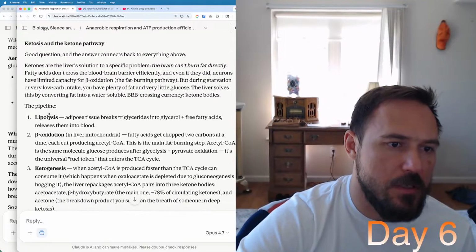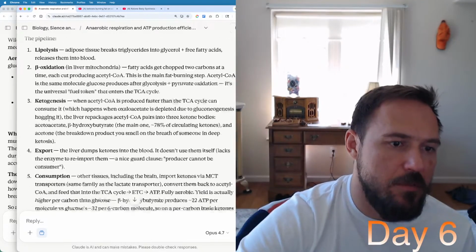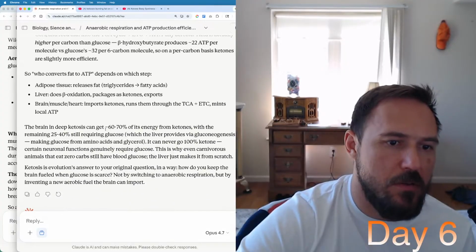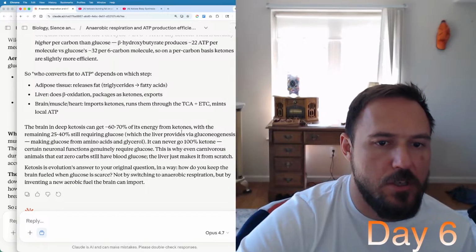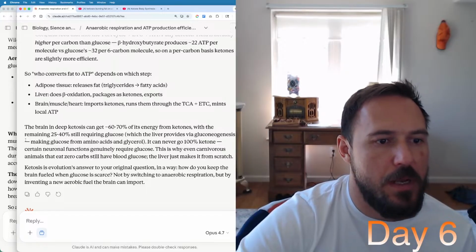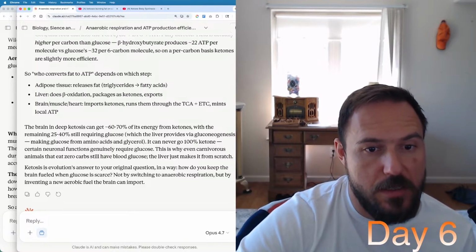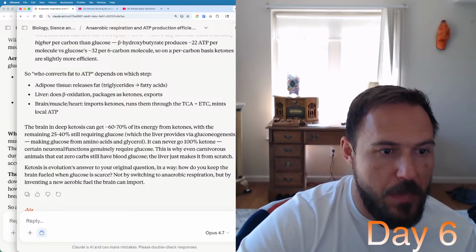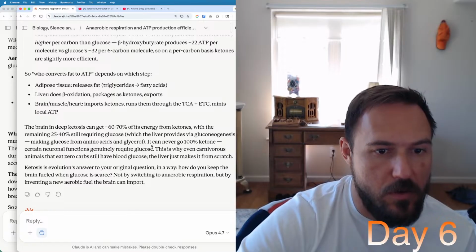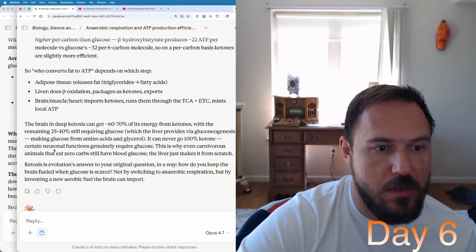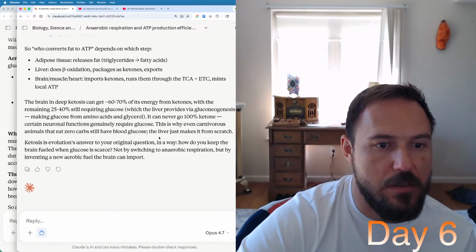Answering the ketosis question, the pipeline, lipids, yeah, we saw this. The brain in ketosis can get 60-70% of its energy from ketones, with the remaining 30% still requiring glucose, which the liver provides via gluconeogenesis, making glucose from amino acids and glycerol. It can never get 100% ketone. Certain neuronal function generally requires glucose.